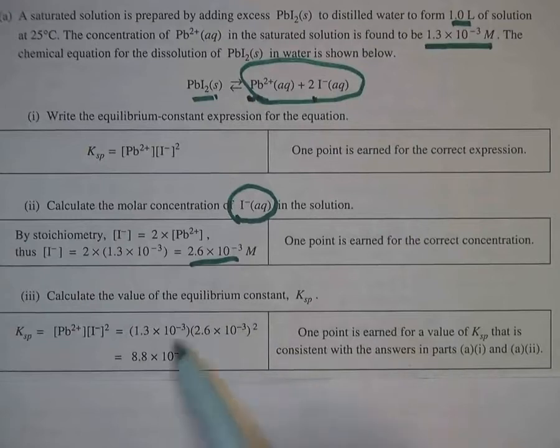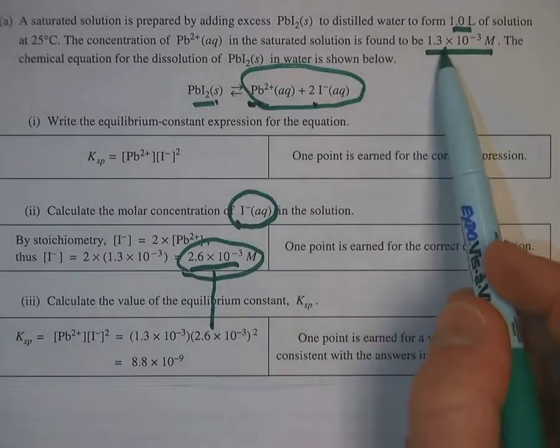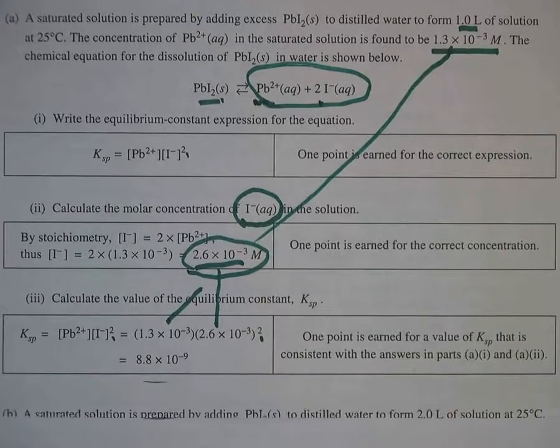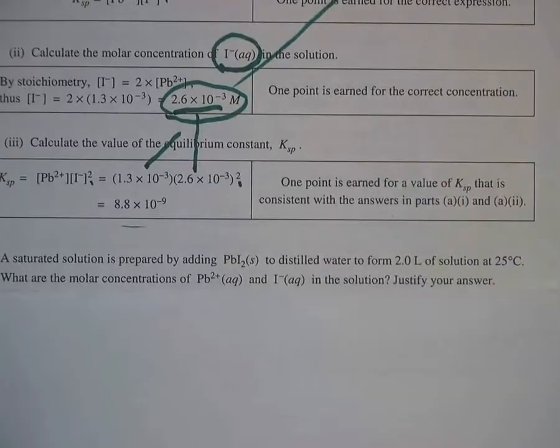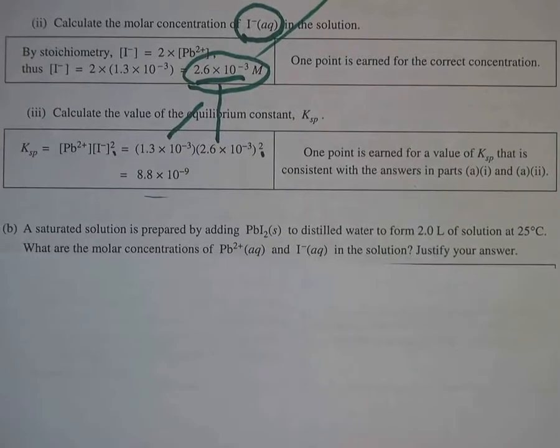Calculate the value of the equilibrium constant. So now we take the concentration we got here, plug it in, the concentration from up here, plug it in, square that, because remember it's I squared. Okay, you got that up here. And then we get the KSP value. Easy schmeezy so far. Now, a saturated solution is prepared by adding PbI2 to distilled water to form 2 liters of the solution at 25 degrees Celsius. What are the molar concentrations of Pb plus 2 and I minus in the solution?